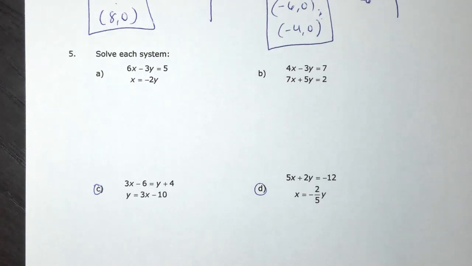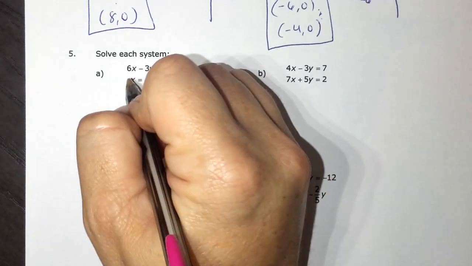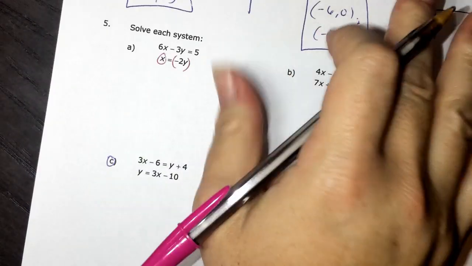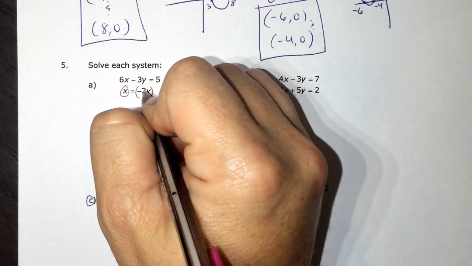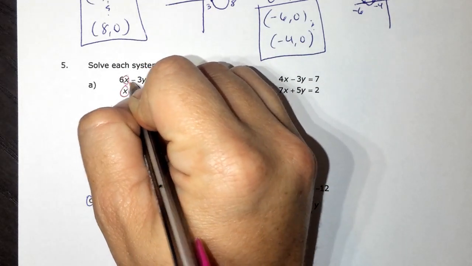Okay, now we're going to solve these systems, but not by graphing like we did on 4a and b. So I'm going to use substitution on this first one because it's set up for substitution. So I see x equals negative 2y, so I'm going to replace x with negative 2y.